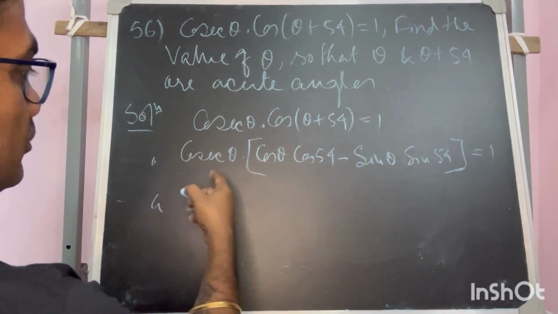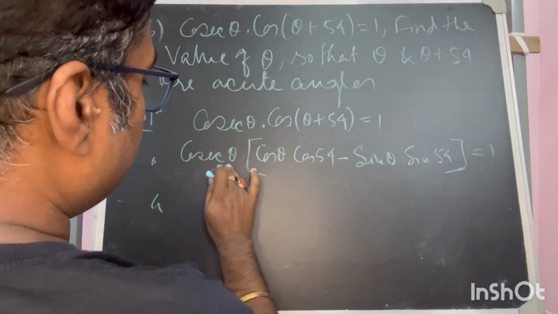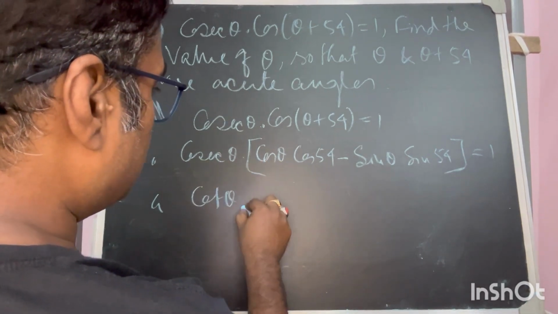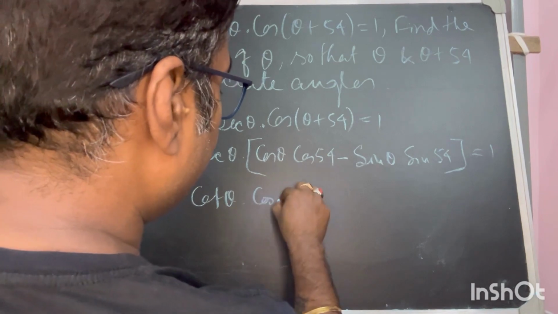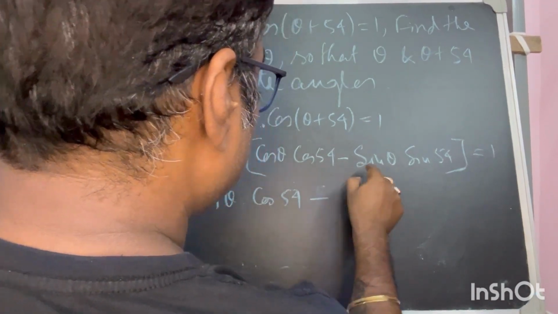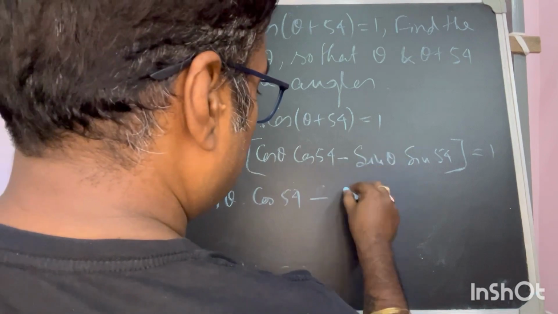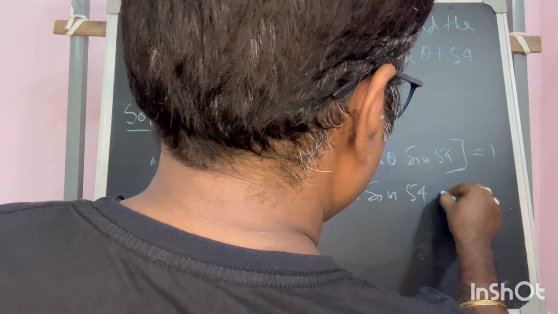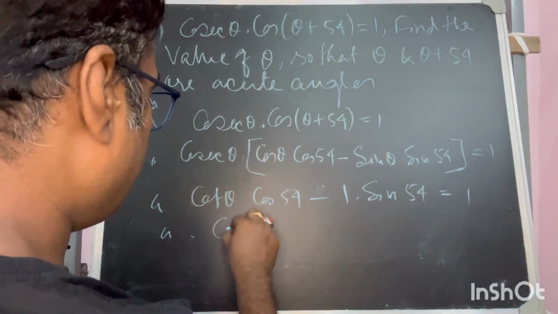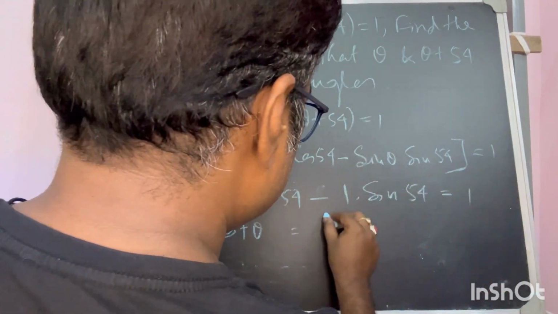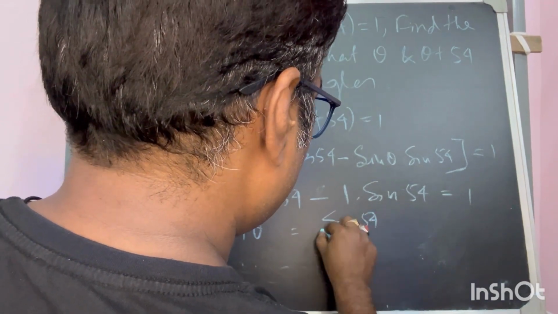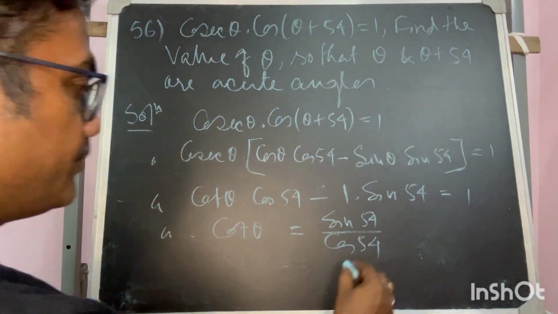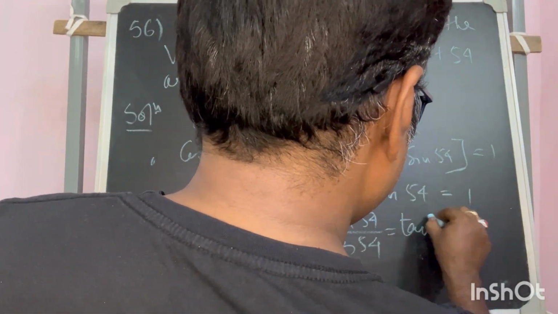So now if we open the bracket, cosec theta means 1 by sin theta, so that will turn into cot theta into cos of 54 minus, and cosec will give 1 and this will be sin 54 as it is. Or if I take all the things that side, that can be written in this form, that in turn will change into sin 54 by cos 54.